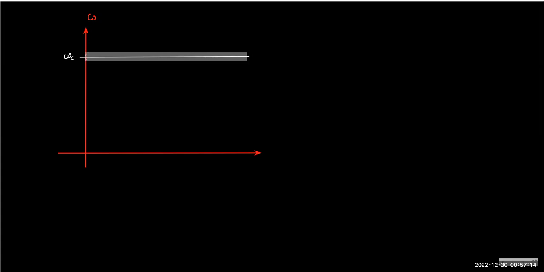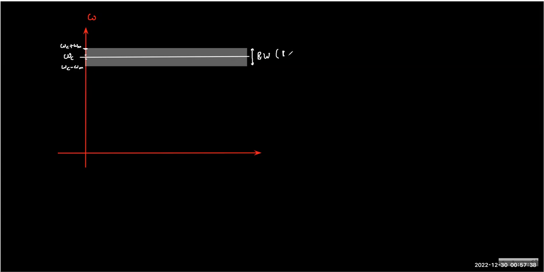So just for illustration, let me make it slightly bigger. So this is the omega C. This is omega C plus omega M. And this is omega C minus omega M. And this entire difference is called the bandwidth of channel, which you need actually. Channel bandwidth.